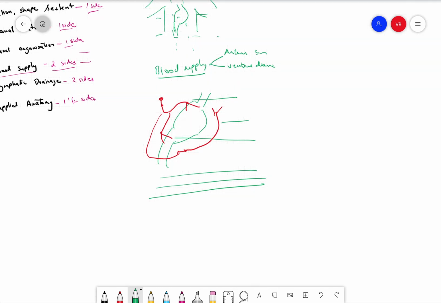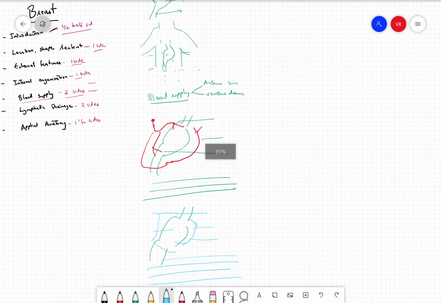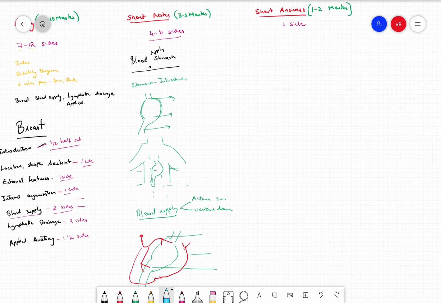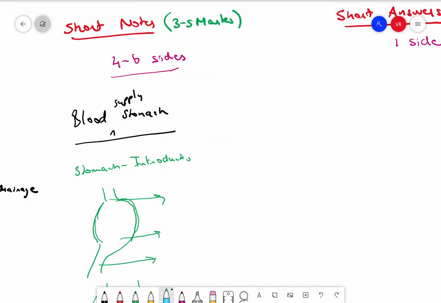Then you draw another diagram for the venous drainage, and wait, I'm searching for my blue. Yeah. So you put a similar venous drainage over here, and just mark the veins, and just write a few lines about the blood supply. And whenever they ask you about blood supply, try to add some applied anatomy to this. So that will easily cover 4 to 6 sides. Same logic if they ask in biochemistry or physiology, you need to add more flowcharts and all of this stuff.